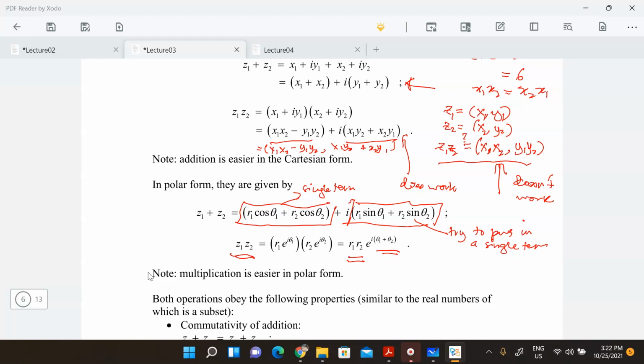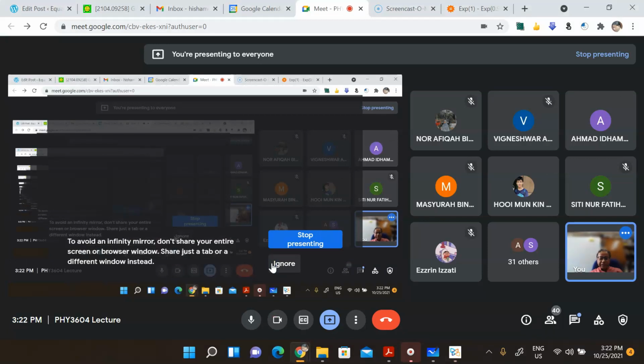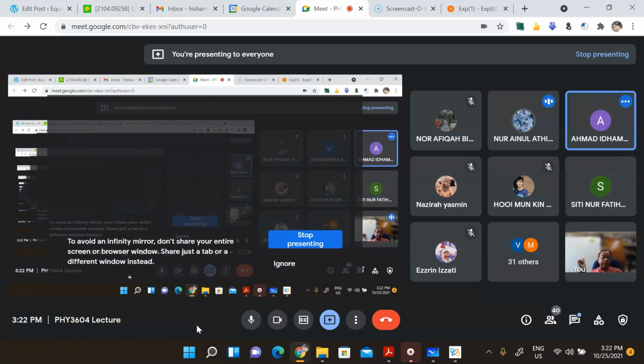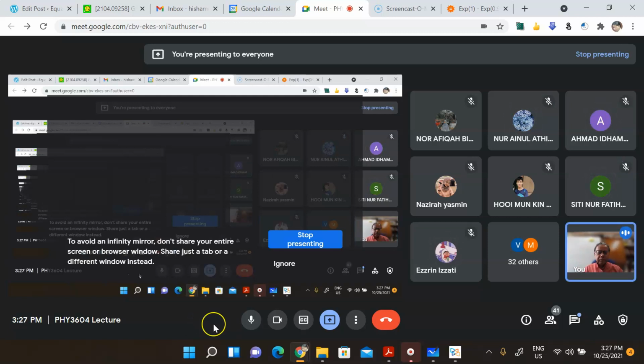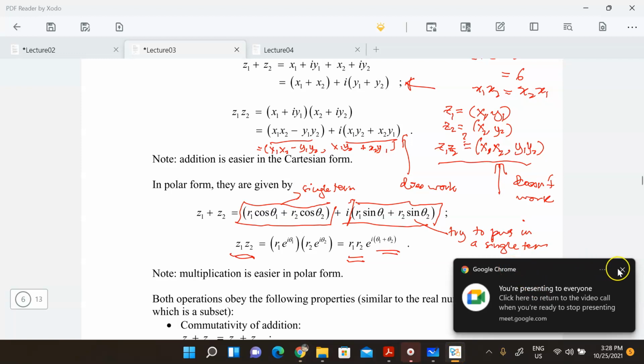What's the time now? 3:22. Probably we take a short break at this juncture. I should have taken the break just now. Are you still with me, or have I lost the connection or something? Okay, so we'll take a 5 minute break. Okay, I hope everyone's back. Can we restart? Great.